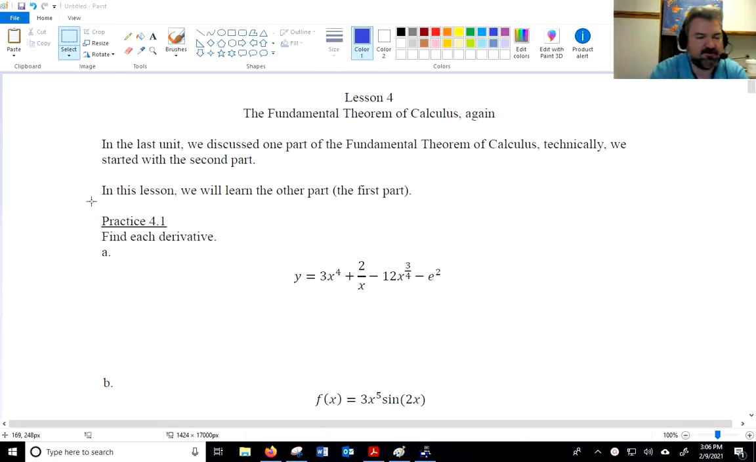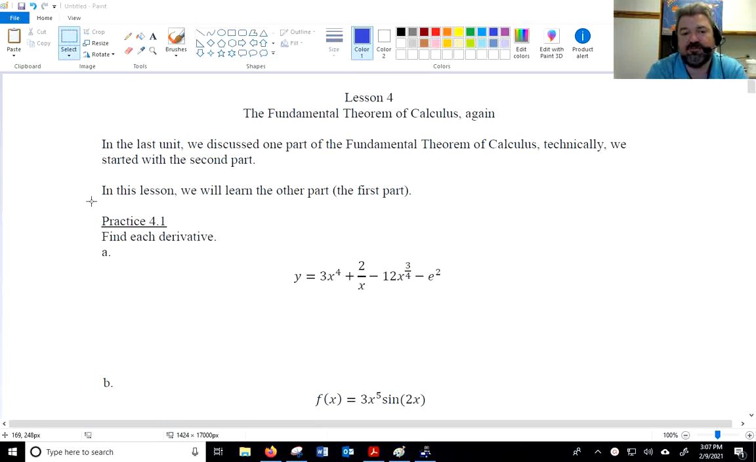All right. Hey, welcome back to lesson 4. We're in unit 8 of AP Calculus AB. And in this unit, we're just continuing to grow in our understanding of the indefinite and definite integral and the fundamental theorem of calculus, which is why I call this lesson 4 the fundamental theorem of calculus again.